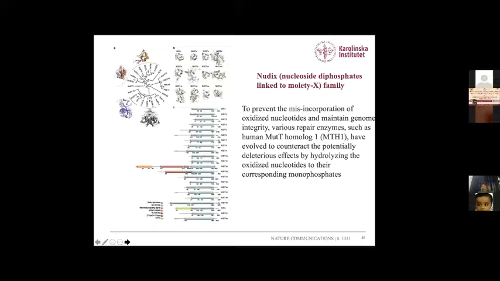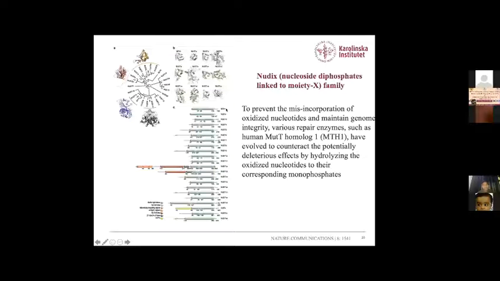So what is the Mth1 protein? It belongs to the Nudix hydrolase protein family, nucleoside diphosphate linked to moiety X. These are the cleaners; they sweep, they clean the dirty pools of nucleotide pools. There are more than 22 types of Nudix proteins. They have the common Nudix domain, which is why they came into one family.